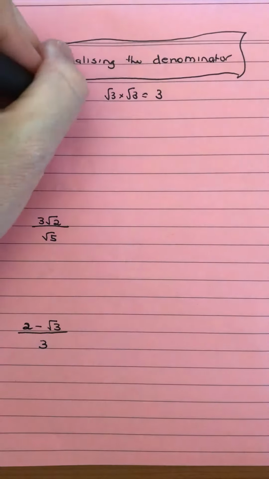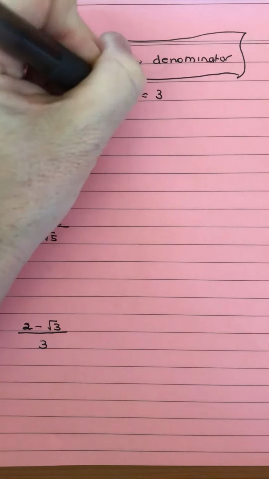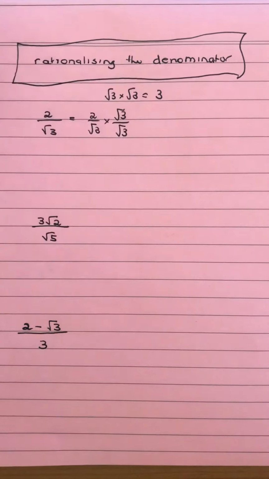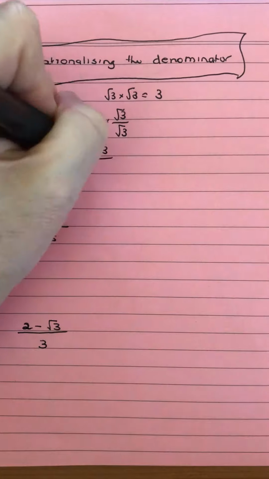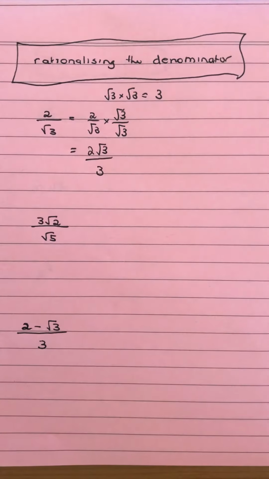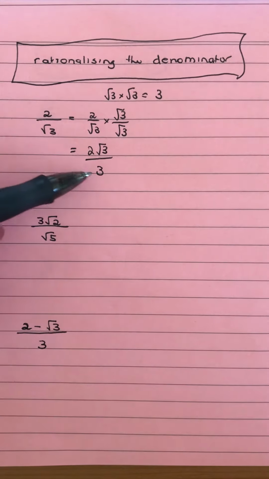So in this case, what we can do is have our 2 on root 3, multiply the top by root 3, the bottom by root 3, and so that will give us 2 root 3 on the top, and on the bottom we'll just have 3. And as you can see, the first one does look a simpler version, but we've got no root 3 on the bottom now, and that's what we're trying to achieve.